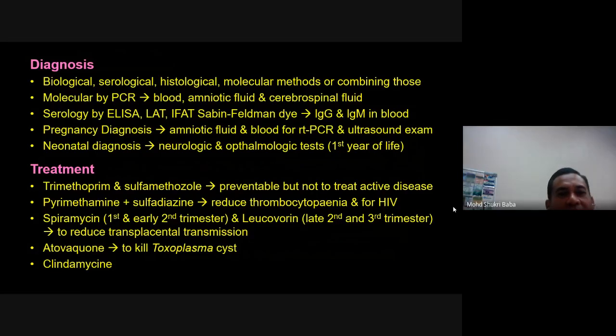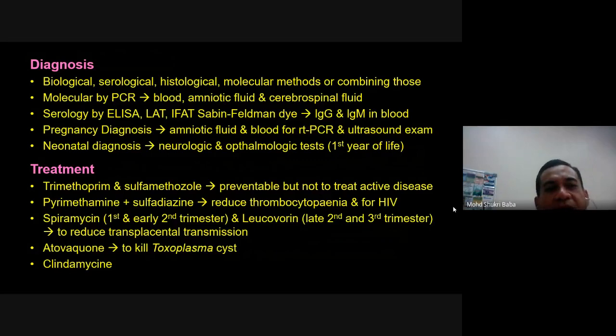Diagnosis. Macam biasa, biological, serological, histological, molecular method and combine. Okay, PCR, macam biasa. Serology biasanya kita buat ELISA, IFAC untuk kita nak tahu IgM and IgG status in the blood.